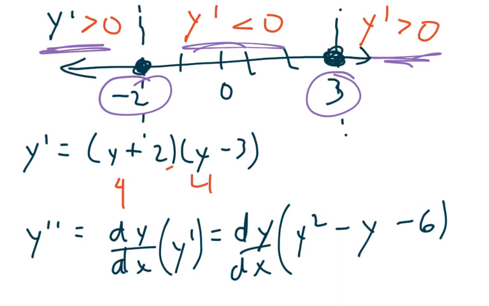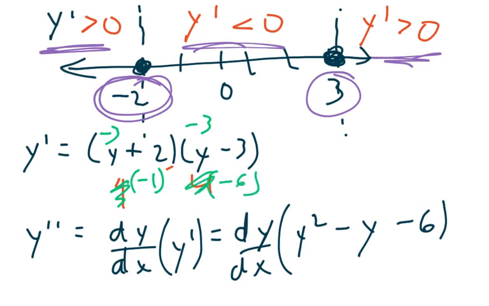So what we do is, since this one's -2, we put in a number, let's say like -3. Well, -3 plus 2 is -1. -3 minus 3 is -6. And a negative times a negative is a positive. So we know that y prime is positive. It's greater than 0. Okay?